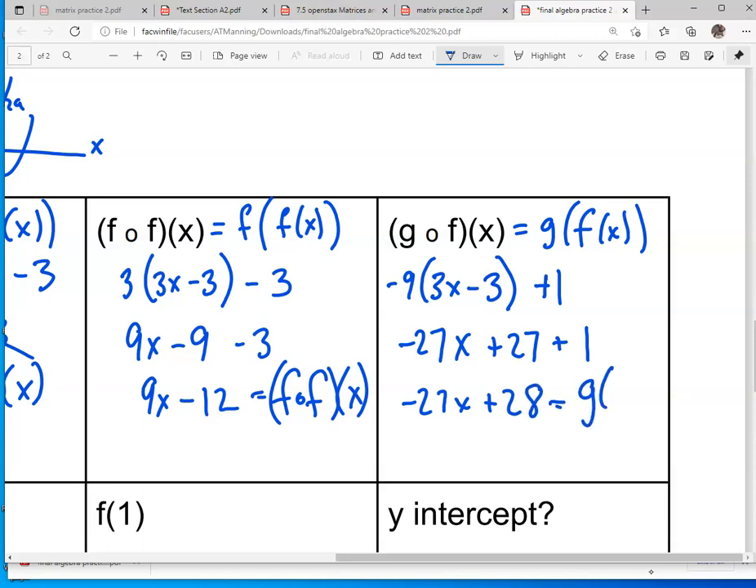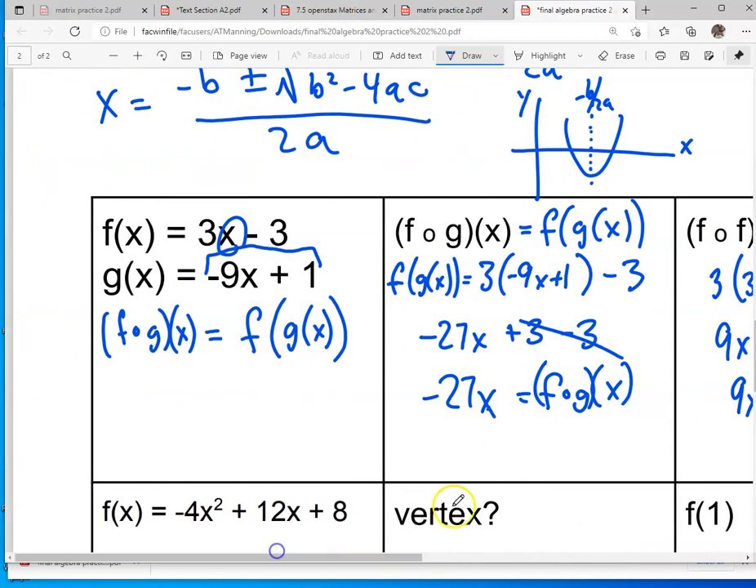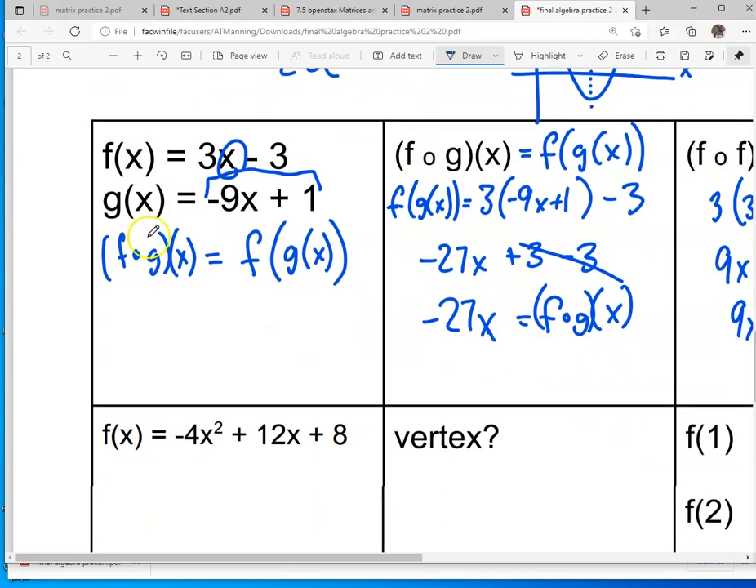g composition f of x. Take g, feed x into its input. A couple of practice problems of those. I think there's only one problem where you have to do the composition, but you're going to be given two functions. You're going to have to do the composition of all those: f of g, f of f, g of f, and g of g.